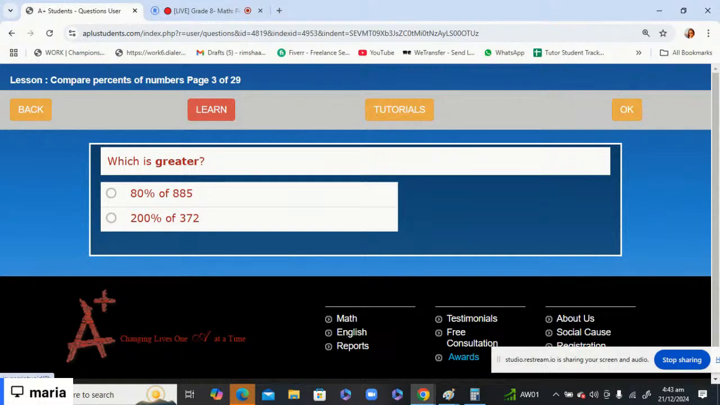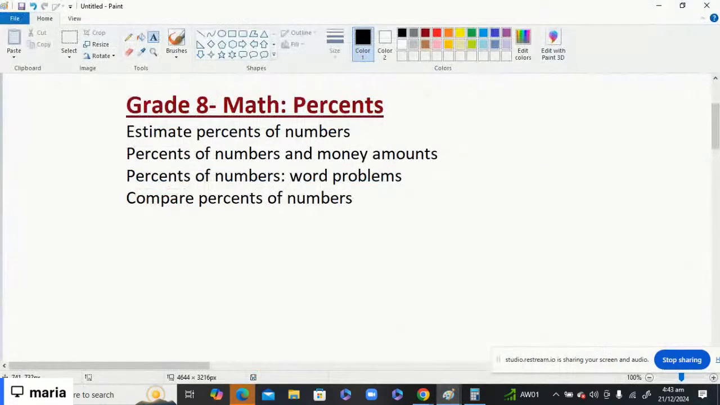So today we discussed grade 8 maths. The chapter today was percents. And here is the list of the lessons: estimate the percent of a number, percent of a number and money amounts, percent of a number word problems, and compare the percent of numbers.